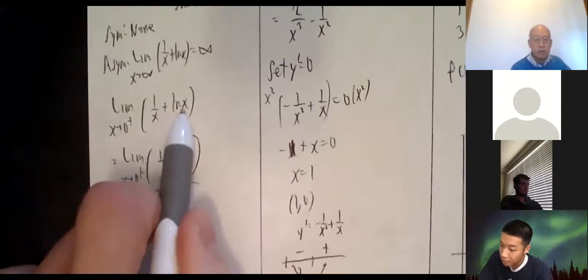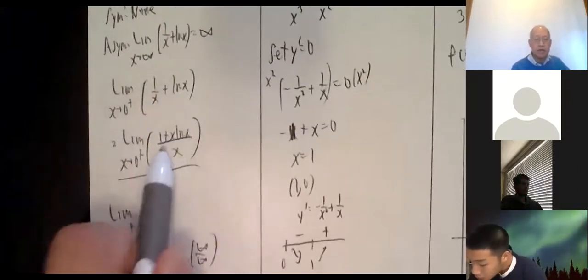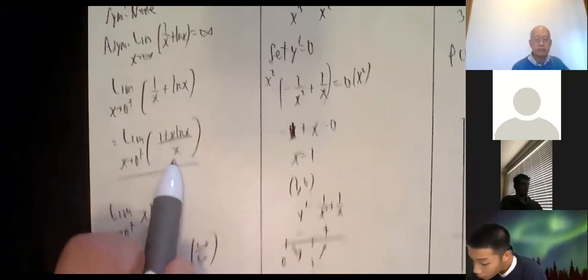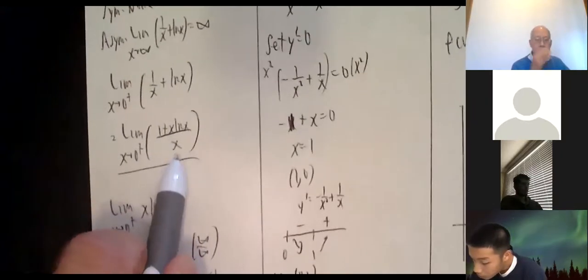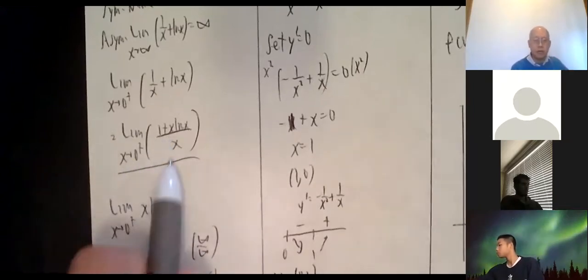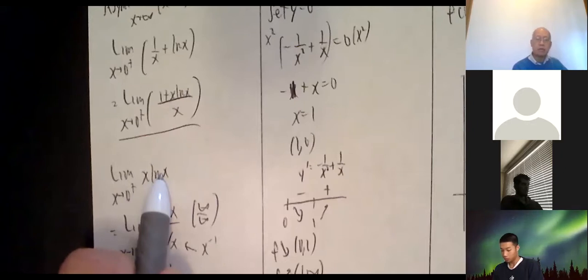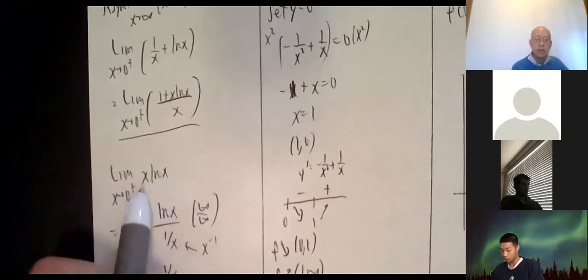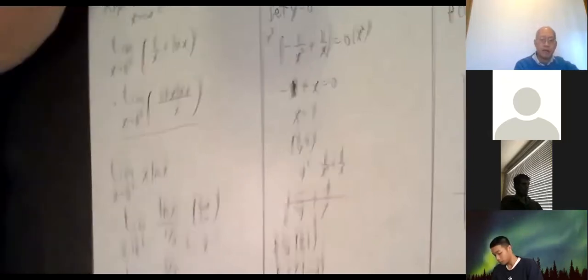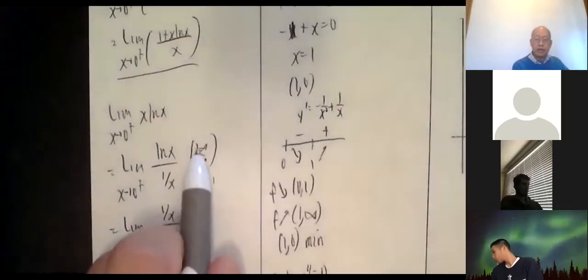In order to do that, I got a common denominator. So I made this x over x, multiplying this by x over x: 1 plus x ln x over x. So what happens when x approaches 0 from the right? I have to take a little time out and work only on this. What's the limit as x approaches 0 from the right of x ln x? I want to use L'Hopital's rule, so I force it. Multiplying by x is dividing by 1 over x. And now this is infinity over infinity.